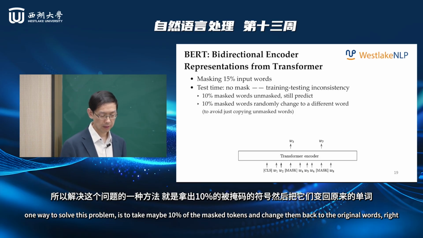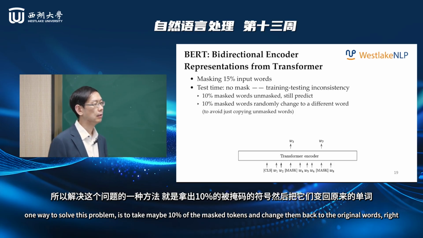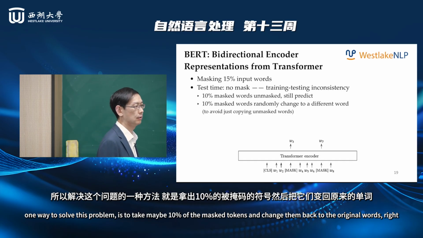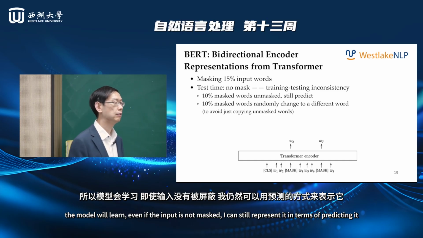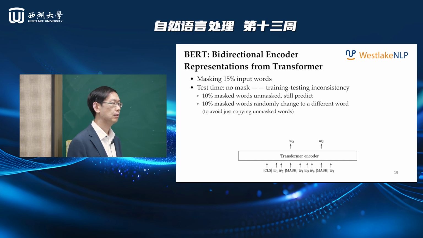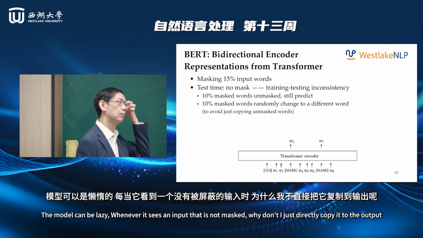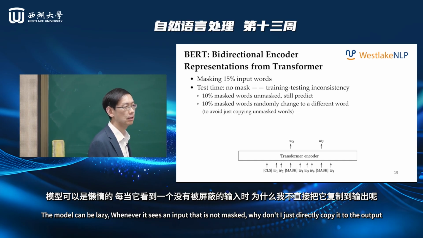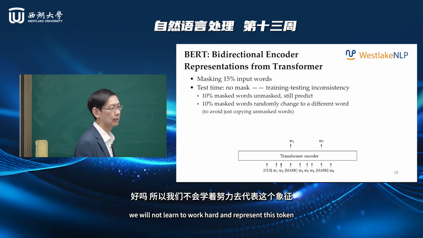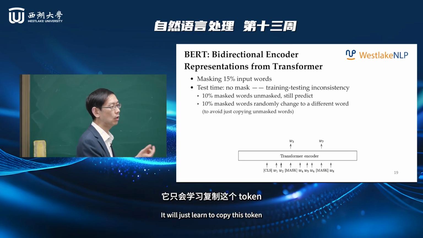So one way to solve this problem, okay, is to take maybe 10% of the masked tokens and change them back to the original words, right? So the model will learn, okay, even if the input is not masked, I can still represent it in terms of predicting it. But then this causes another problem. The model can be lazy. Whenever it sees an input that is not masked, why don't I just directly copy it to the output? Okay? So it will not learn to work hard and represent this token. It will just learn to copy this token.